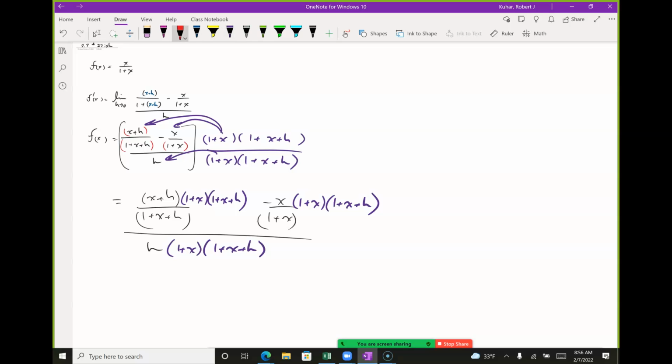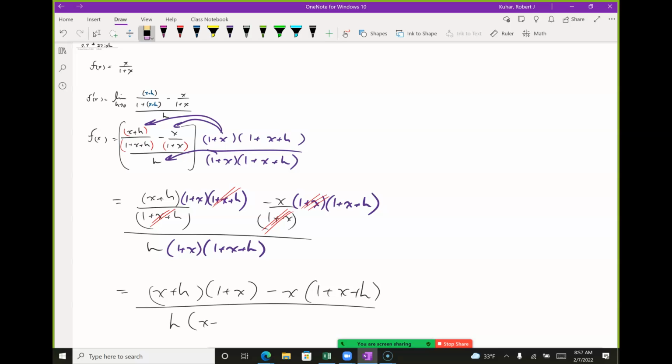And then I'm ready to cancel a couple of things. So the 1 plus x plus h goes, the 1 plus x goes, and then I'm rewriting nice and slow. Taking my time. Not trying to do too much. Double checking everything as I go. I'm just going too fast. There's plenty of time for you on the test.